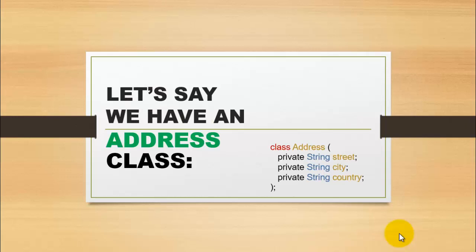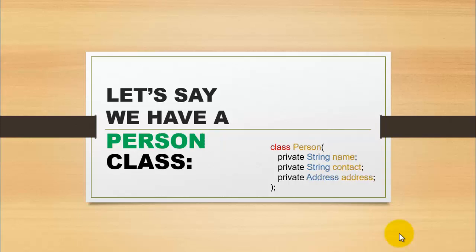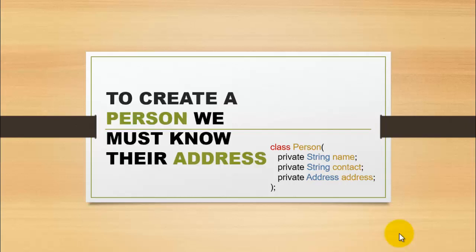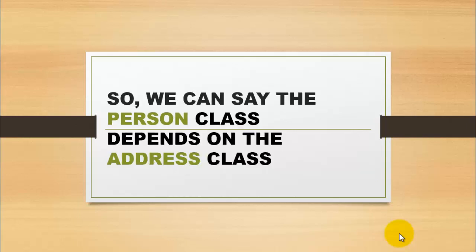Let's take an example. We have an address class which has three variables: street, city and country. Again, we have a person class which also has three variables: name, contact and address. To create a person we must know their address, just like we must create the address first, then we will create a person. So the person class depends on the address class.